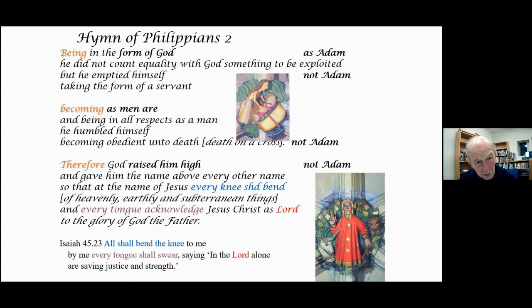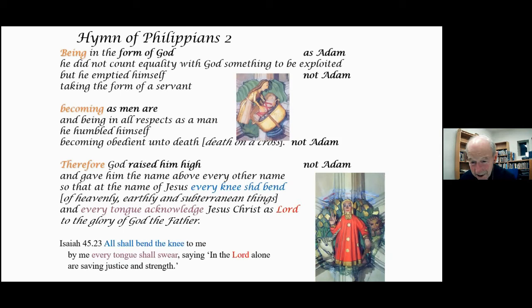And you can look at it in two ways. Some have thought it's balanced on Christ as the second Adam. And on the right, you see in heavy type, as Adam, being in the form of God, and Adam was built in the image of God. Well, the difficulty about that is, in the form of God isn't the same as the image of God. It's a different Greek word. But nevertheless, that may be the case. But whereas Adam didn't empty himself, Adam wanted to be like God. So the first Adam was in the form of God, and the first Adam wanted to be like God, but the second Adam emptied himself, taking the form of a servant, and becoming, the first word is being and then becoming as men are, and being in all respects as a man, he humbled himself, becoming obedient unto death.